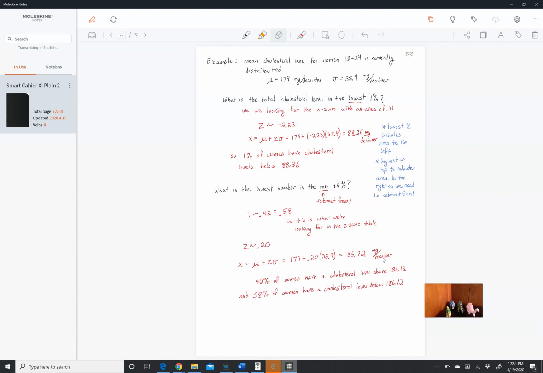So in the previous lectures, we were looking for areas. Now we're given the area and we're looking to find out where on the normal curve we are, and then we specified it to a data set, okay? And that's it for this lecture.